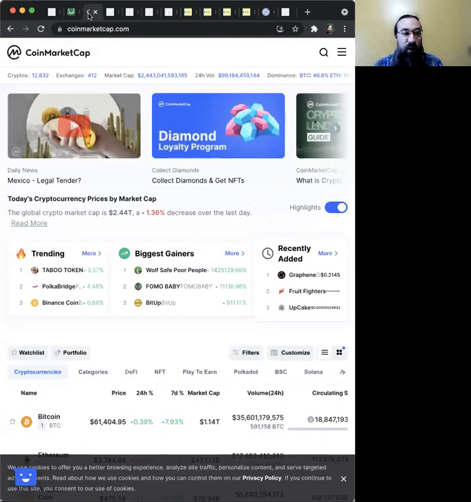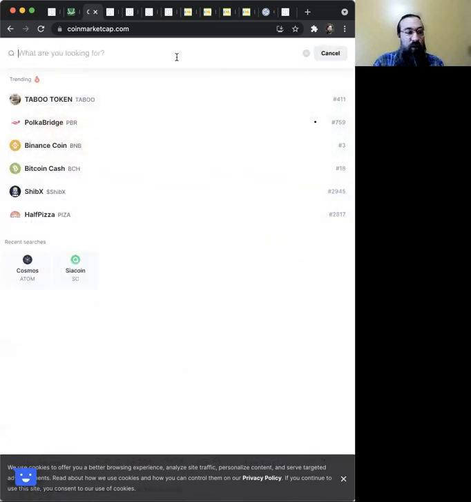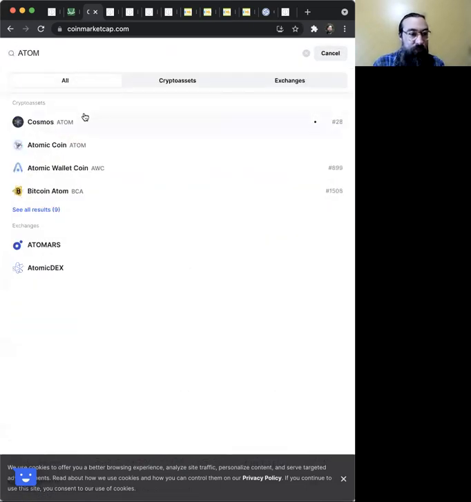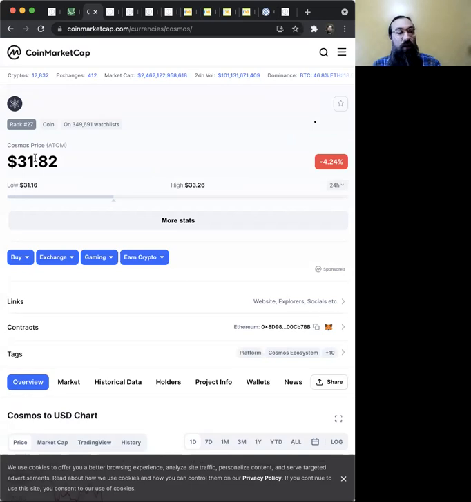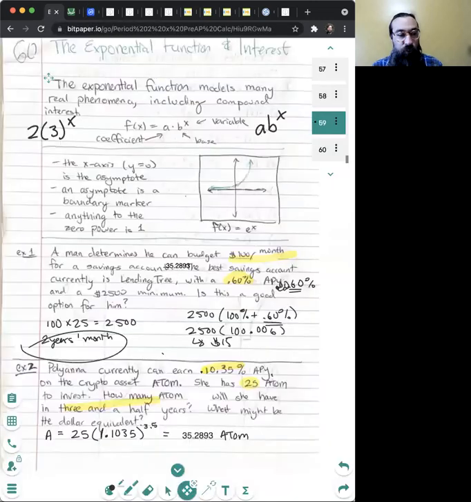We're going to use coinmarketcap.com. Here's CoinMarketCap. And we're going to search for atom, which is also called Cosmos. And currently it's trading at 31.82. There's absolutely no guarantee that this will be that price, 31.85. It's already updated. It's not going to be this price in 3.5 years. There's no guarantee of that. We'll use 31.85. That's why it says what might be the dollar equivalent, because it's taking that volatility into account.